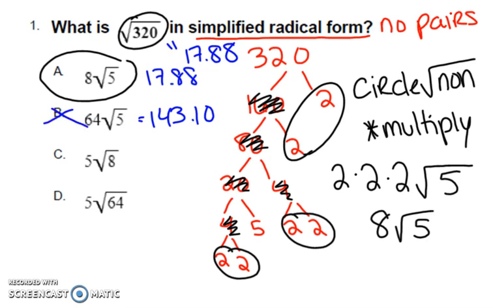If I do 5 times the square root of 8, because maybe you forgot where the circles went, you get 14.14. Well, that doesn't match. And if I do 5 times the square root of 64, I get 40. So, if you weren't sure that you broke it down correctly, use your calculator to your advantage. Turn them into decimals and find the 2 decimals that match.